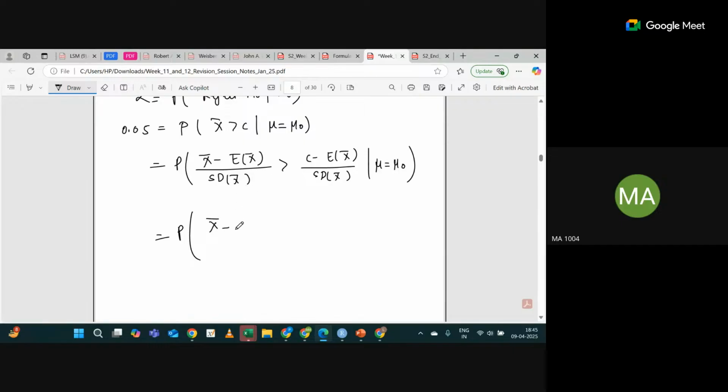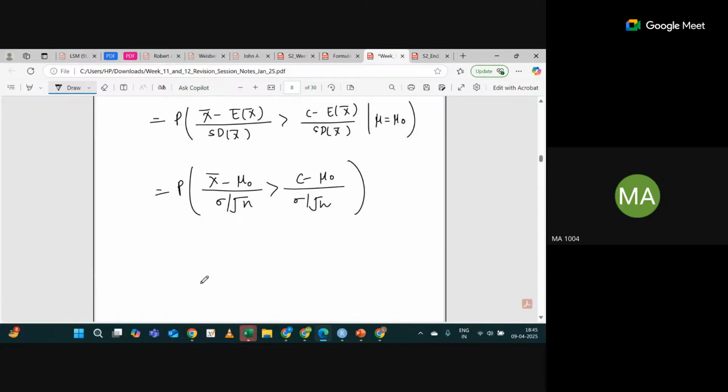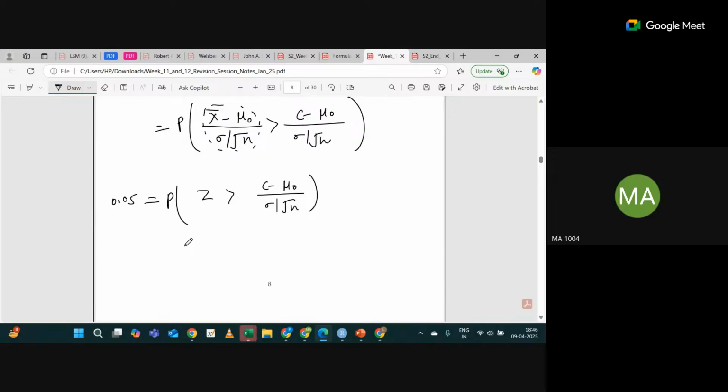So what is the expectation of x bar? Mu naught, some specific value, and this is sigma by root n, greater than c minus mu naught divided by sigma by root n. So we have substituted the value of mu naught. Now this quantity will be standard Z greater than c minus mu naught divided by sigma by root n. Since we have been given the CDF values, to convert into CDF form we have to convert into less than or equal to form. So this will be 0.05 equal to 1 minus probability Z less than or equal to c minus mu naught divided by sigma by root n.